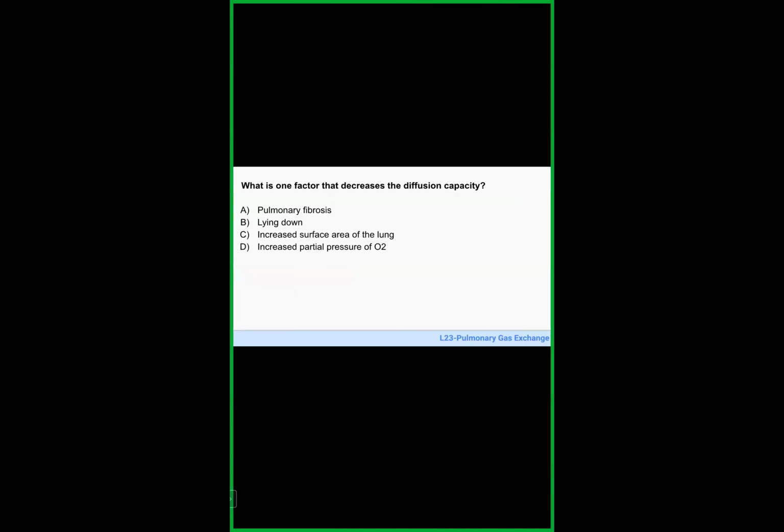All right, moving on to the next question. What is one factor that decreases the diffusion capacity? Yes, you're right. A, which is pulmonary fibrosis. And in one of the questions that Tasneem explained, she said that pulmonary fibrosis causes thickening of the diffusion membrane, or the barrier between the blood and the alveoli. And that's what causes a decrease in the diffusion capacity because it's harder for oxygen to diffuse across the membrane if it's thicker.